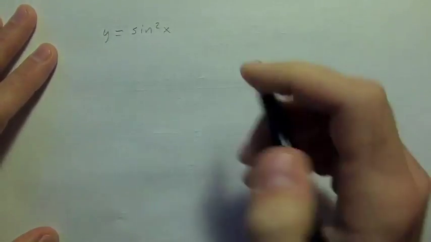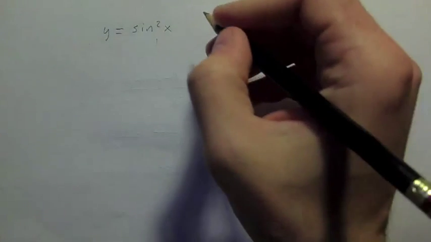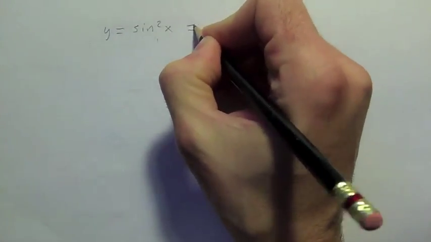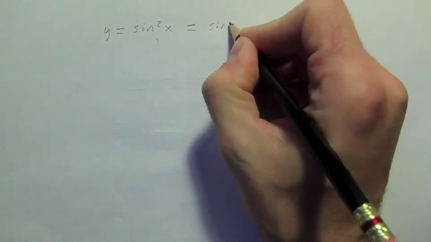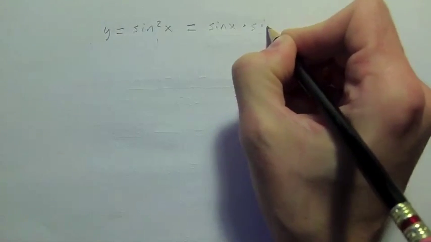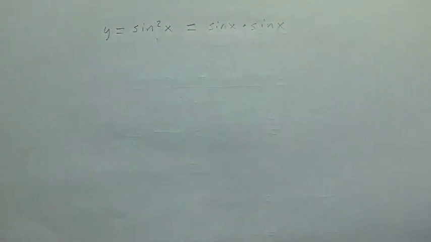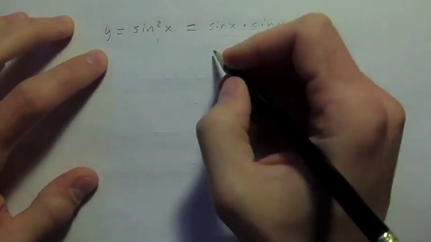Let's say I want to find the derivative of sine squared x. Now, this is much easier if we have the chain rule, but unfortunately we don't. Since all we have are our basic trig rules and other things like that, we're actually going to have to use the product rule here, because this is actually sine x times sine x. So this will actually be a product rule.